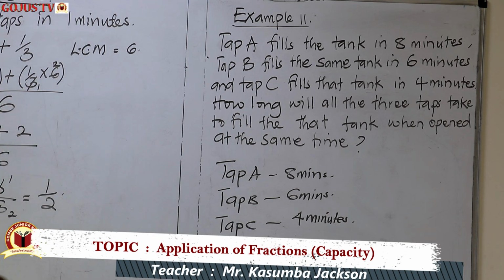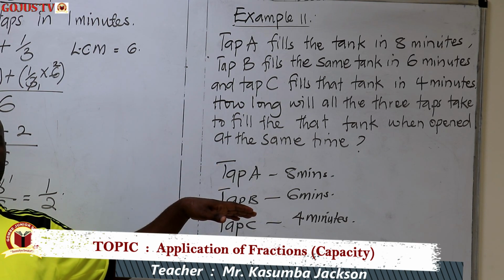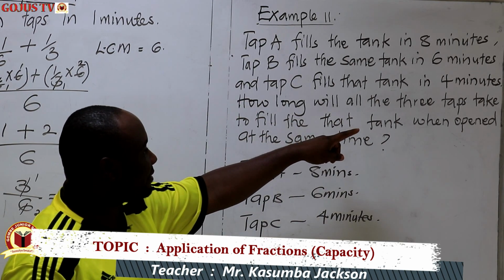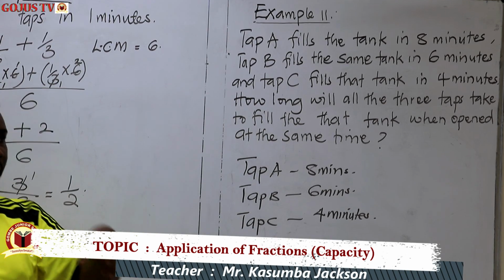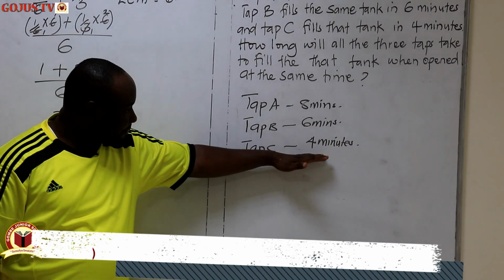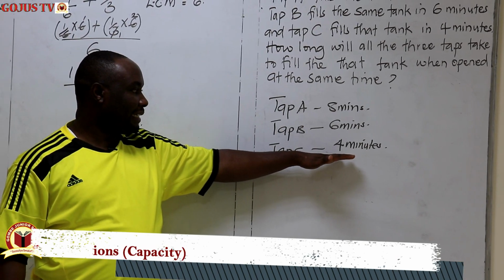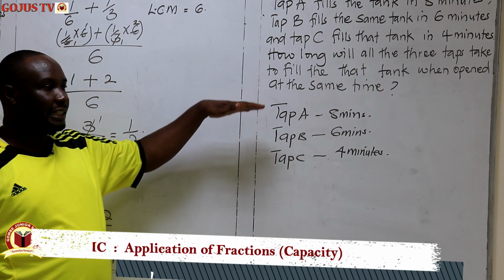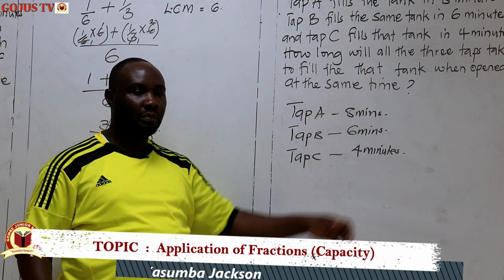By logic, you can know that tap C is faster flowing than the rest of the two. Now the question comes, how long will all the 3 taps take to fill the tanker when opened at the same time? Now all the taps are putting in water in the same tanker. So when I look at tap C, 4, 6 and 8, I will know that if 4 minutes are taken by tap C only to fill that tanker, then my answer must be less than 4 minutes, because all the taps will be opened at the same time.